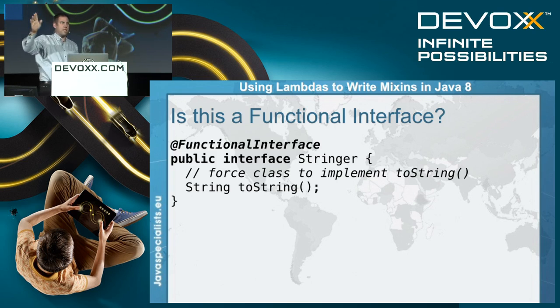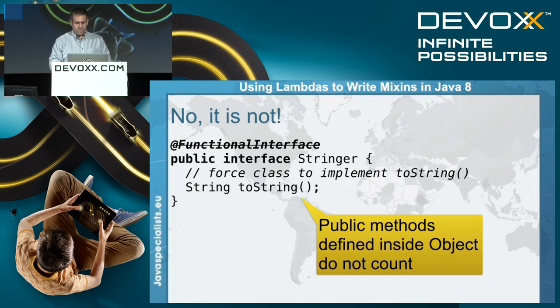Okay, so some say slightly more say it's not, and actually it is not. Very good. And the reason it's not is that the method toString is defined on object. So if you put a toString method inside your interface and say you have to implement this, then you don't actually have to implement it at all because it's already implemented inside object.toString.